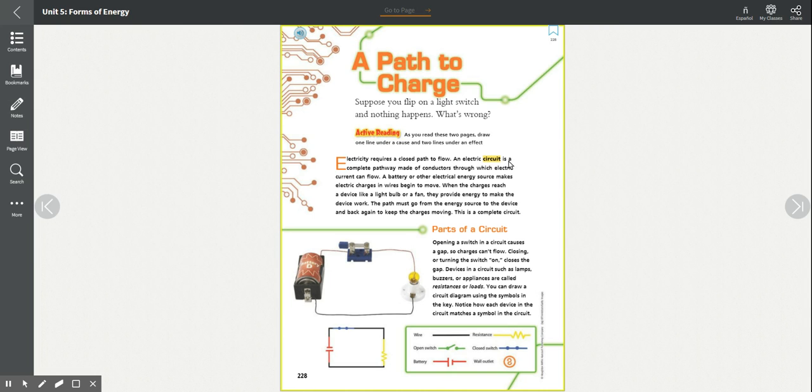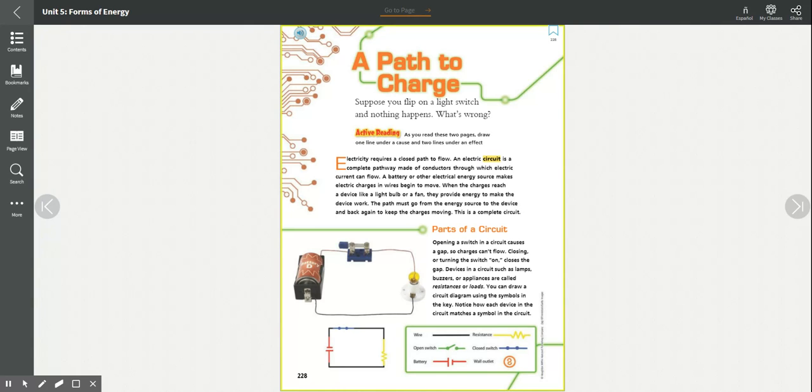An electric circuit is a complete pathway made of conductors through which electric current can flow. A battery or other electrical energy source makes electric charges in wires begin to move. When the charges reach a device like a light bulb or a fan, they provide energy to make the device work. The path must go from the energy source to the device and back again to keep the charges moving. This is a complete circuit.